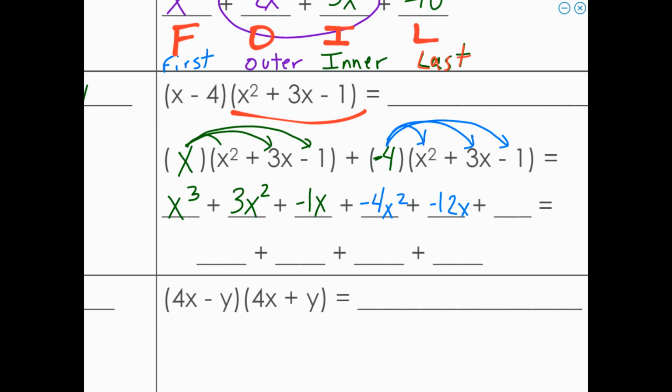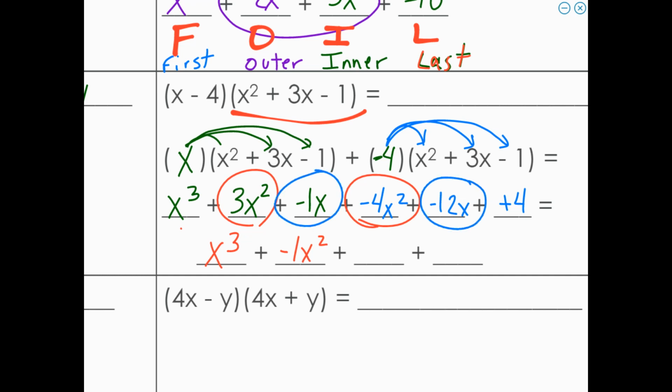Negative 4 times negative 1, 4. Again, these are all the same numbers that were in the boxes over there. We now just need to figure out my like terms. So I've got only one x cubed. I've got 2x squared terms, which make negative 1x squared. Now I've got 2x terms, which makes a negative 13x.